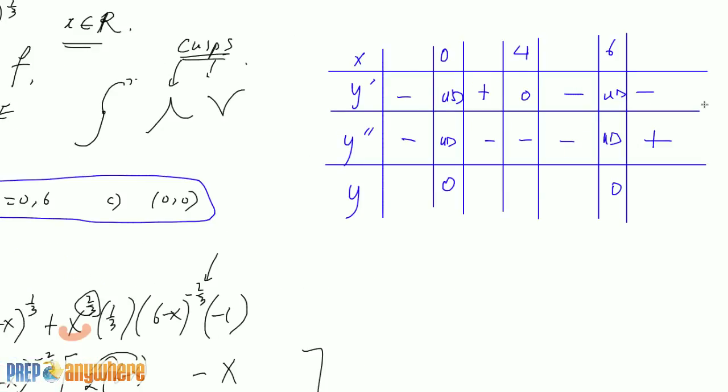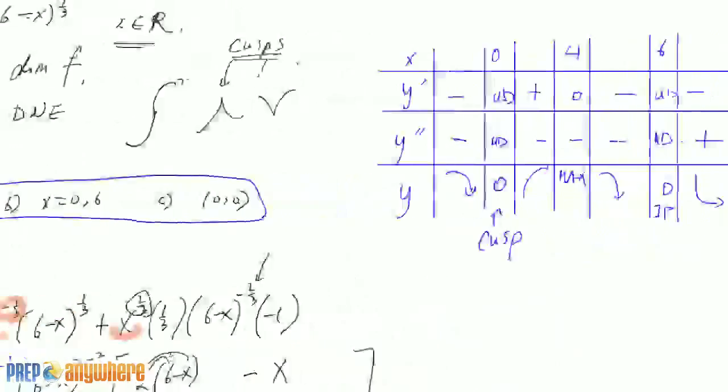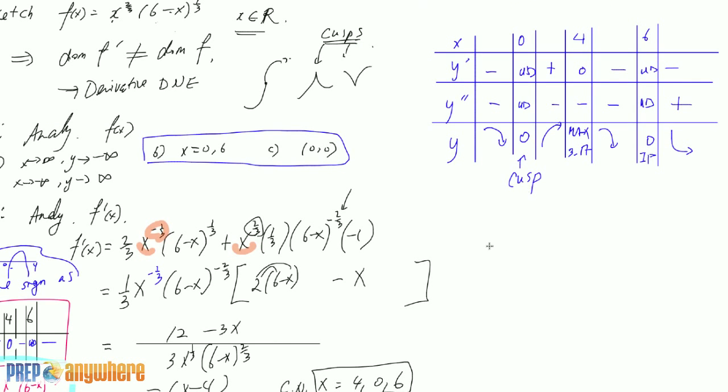Let's draw the curve now. It's going down, it's curving down. It's going up, but it's still curving down. So this is what we call a cusp. And then this is going down, down, so this is going to be a local maximum. And it's going down and up, so it's an inflection point. So can someone actually plug in 4 for me into the original function? Tell me what that is. 3.17 approximately. This is more than enough now to finish the question off.